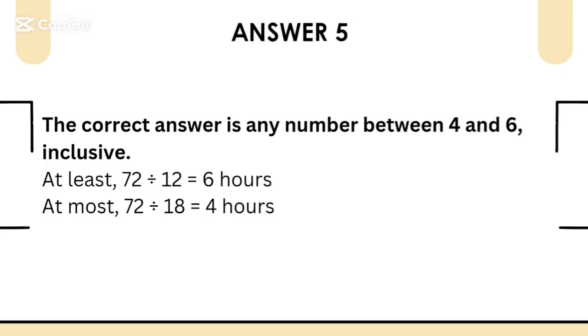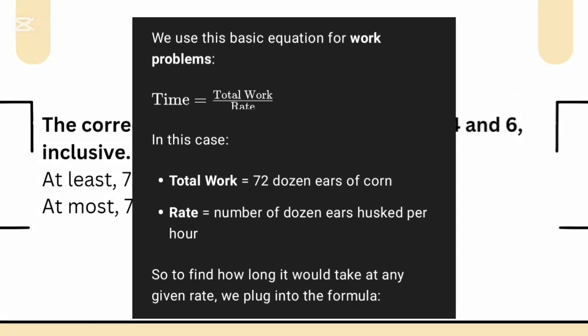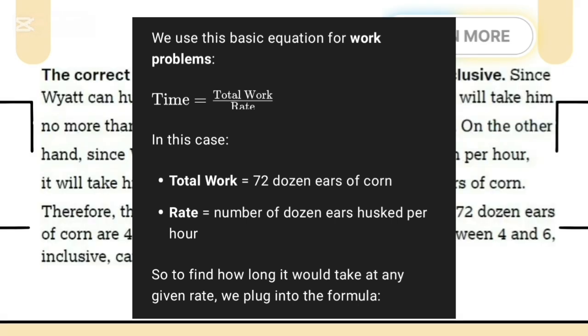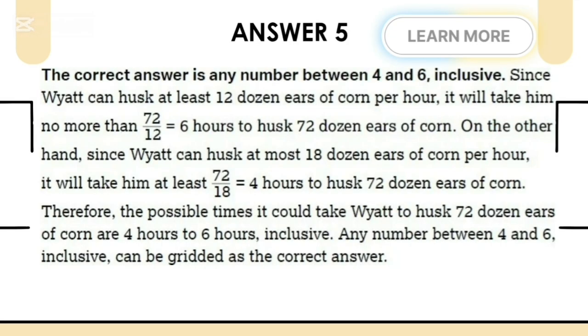The correct answer is any number between 4 and 6 inclusive. Let's see how it works. For that, let's find the slowest and fastest times required separately. Since he can husk at least 12 dozen per hour, it will take no more than 6 hours. On the other hand, since he can husk at most 18 dozen per hour, it will take no less than 4 hours. So the possible time could be any number between 4 and 6 inclusive.